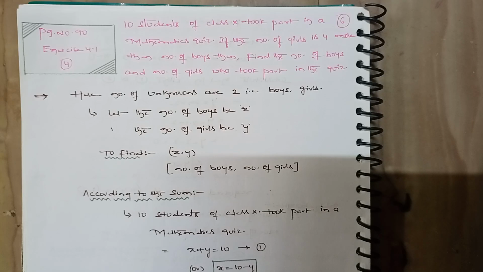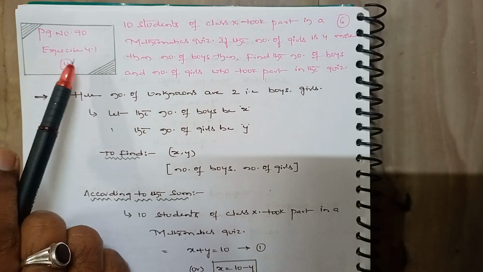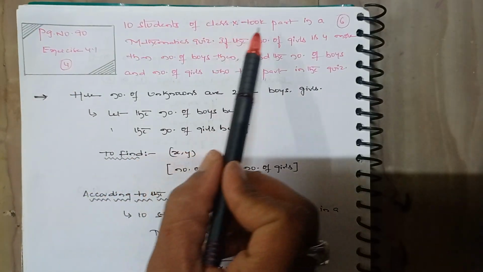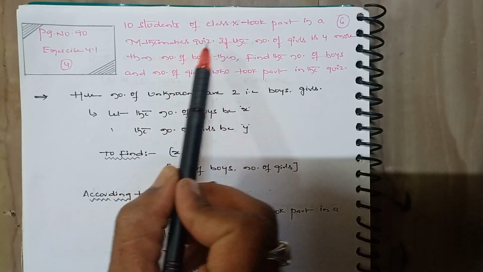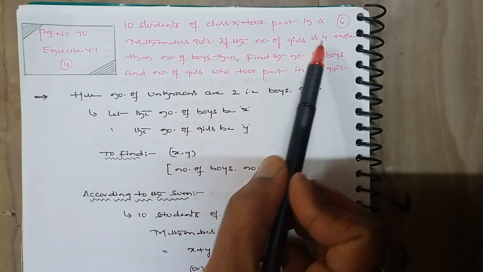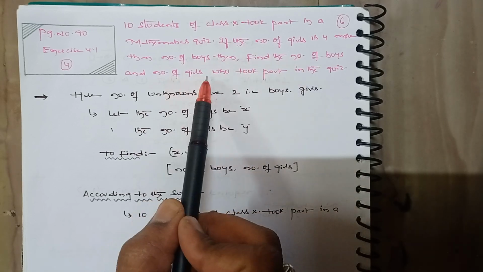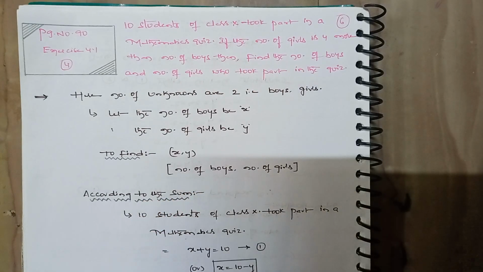Today in this video, we are going to continue word problems of class 10, page number 90, exercise 4.1, sum 4. 10 students of class 10 took part in a mathematics quiz. If the number of girls is 4 more than the number of boys, then find the number of boys and the number of girls who took part in the quiz.